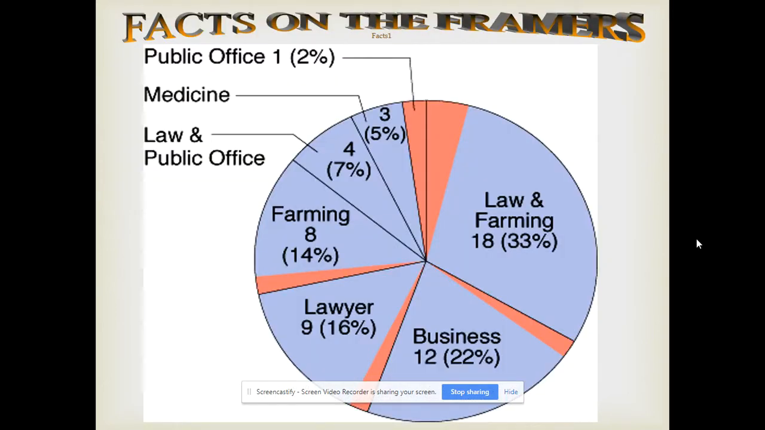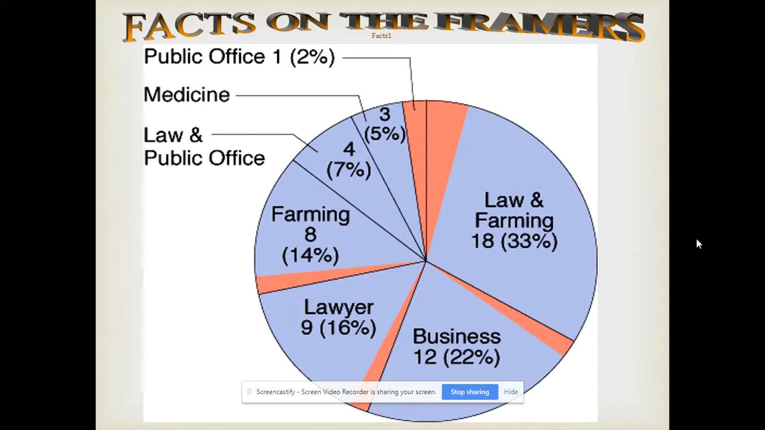All right, so let's look at the facts of the framers. You can see from this pie chart kind of the breakdown. Law and farming. A lot of times lawyers like John Adams were also farmers as well. They would use farming to supplement some of their income if they had sporadic income with law practice. But you can see there's only just a few doctors, and then people that maybe held law or public office.